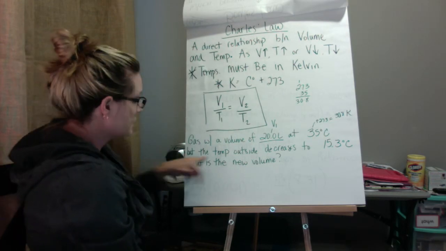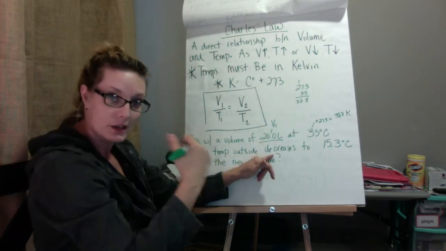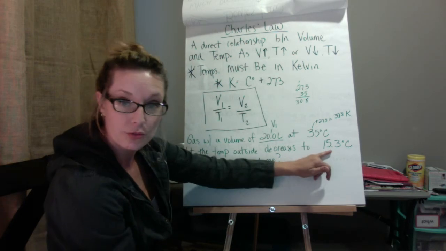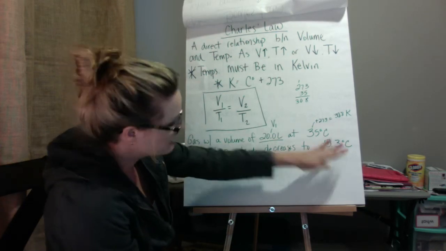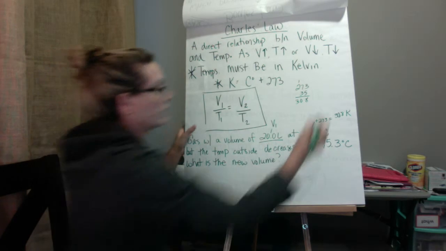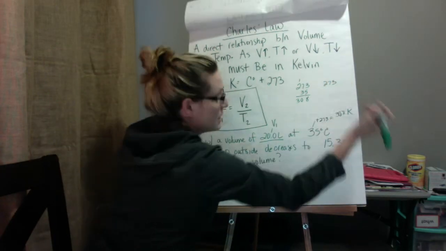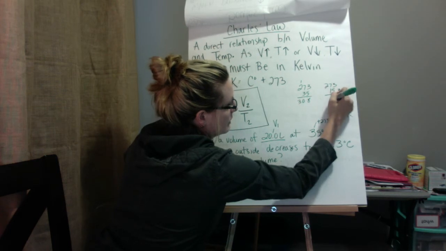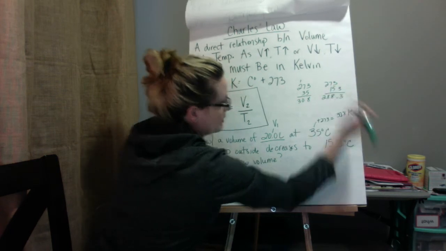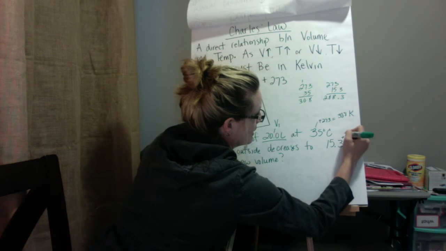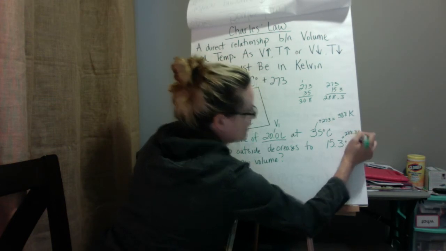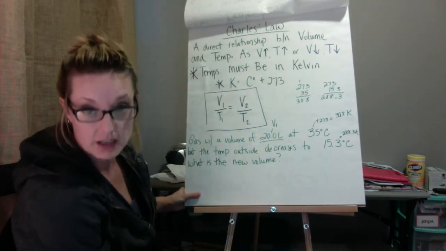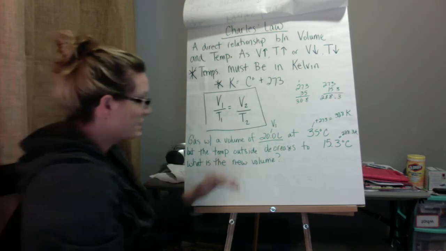But then it tells you the temperature outside has now decreased to 15.3 degrees Celsius. We're in Celsius again. I need to change that to Kelvin. Let me just go ahead: 273 plus 15.3. So this one is 288.3 Kelvin. Right? So that's the first thing I have to do. And then it asks me, what is the new volume?